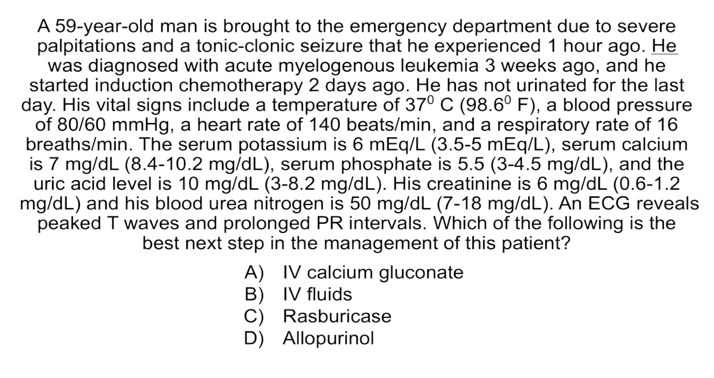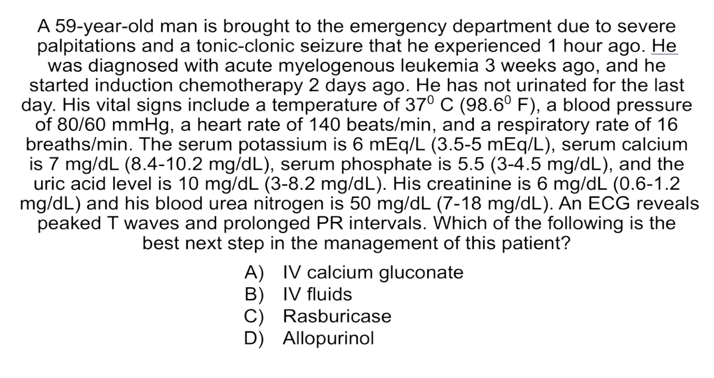He was diagnosed with acute myelogenous leukemia 3 weeks ago, and he started induction chemotherapy 2 days ago. He has not urinated for the last day. His vital signs include a temperature of 37 degrees Celsius, a blood pressure of 80/60 millimeters of mercury, a heart rate of 140 beats per minute, and a respiratory rate of 16 breaths per minute.